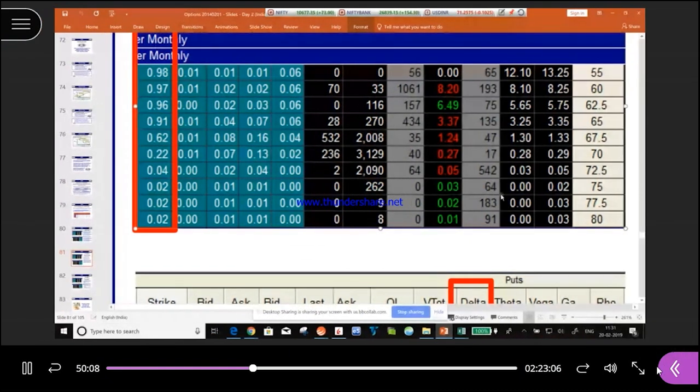Now 75 has a delta of 0.02. What does this mean? 2% chance to become in the money, which means 2% chance that the price will go above 75 rupees. So which means 75 is in the money or deep out of the money? Deep out of the money.